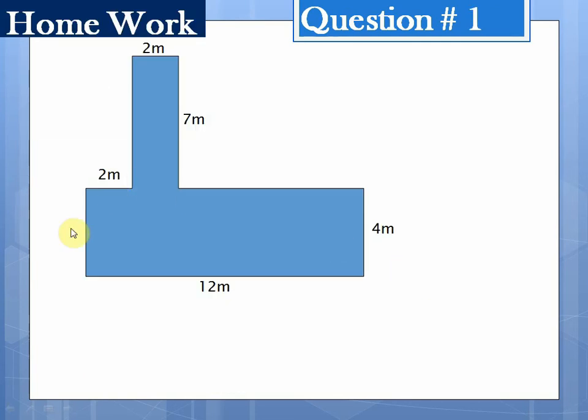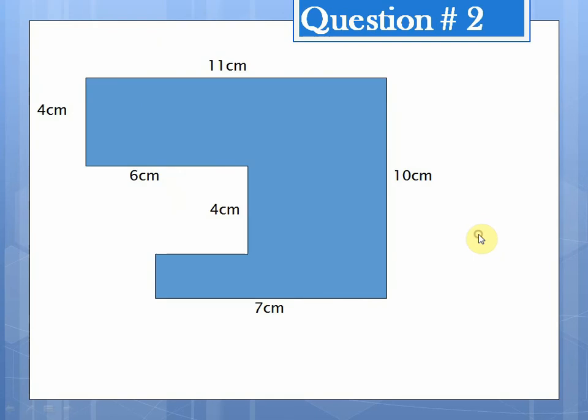Next, moving on, the homework questions. Question number 1 is a composite figure. You have to break this figure from this side, so you can calculate figure 1 and 2, add them, and you get the answer. Question number 2, you have to break this figure into 3 parts, upper, central and lower. When we calculate the area of the rectangles and add them, you get the answer.